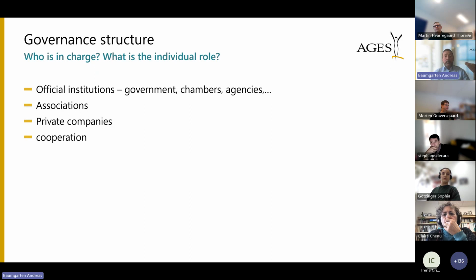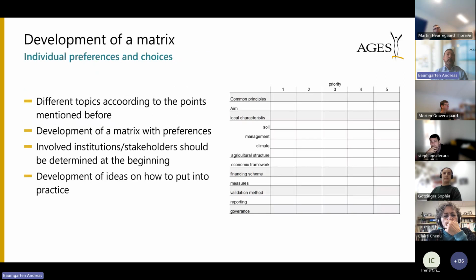So these are the different points that we have been thinking of, and finally there should be a development of a matrix where you have the different topics like mentioned here, and you could order them by priority, for example, if thinking of management options or financing schemes. And then using this matrix, there might be the possibility for you to filter out the most appropriate system for your situation.